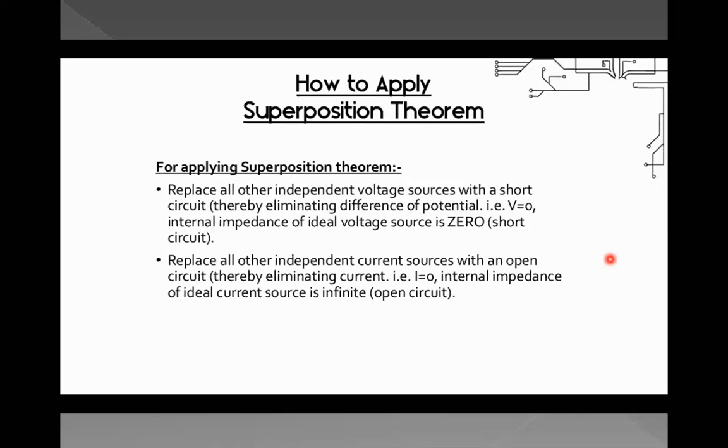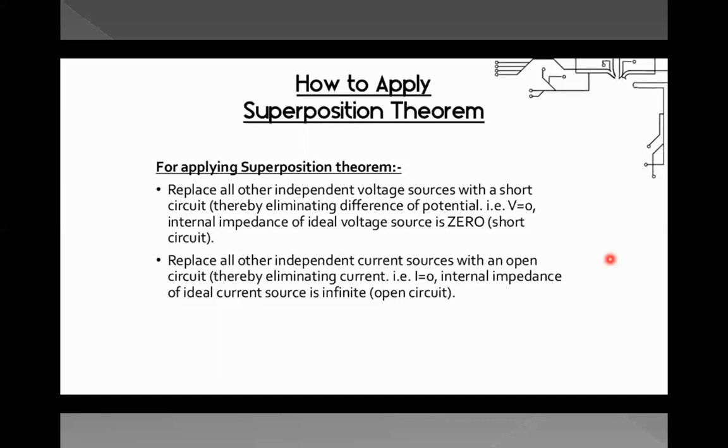Now, how do we apply the superposition theorem to a linear network? For applying it, certain conditions need to be followed. Replace all other independent voltage sources with a short circuit, thereby eliminating the difference of potential, that is V equals 0. The internal influence of an idle voltage source is 0. So this is one criterion for applying the superposition theorem, making it a short circuit.